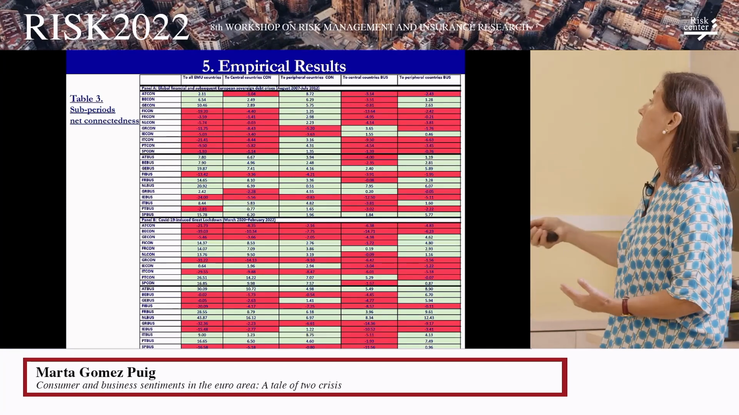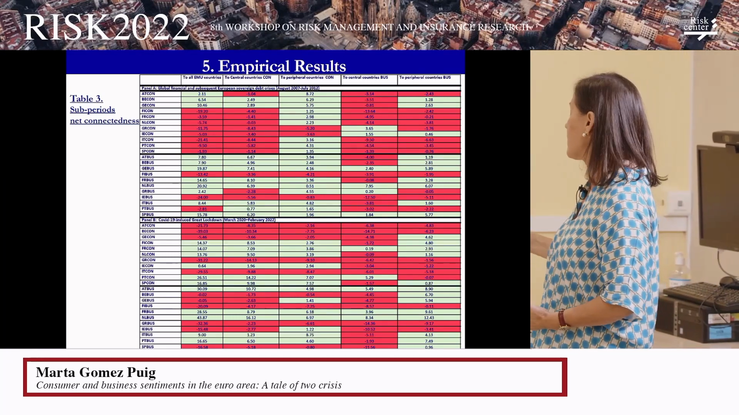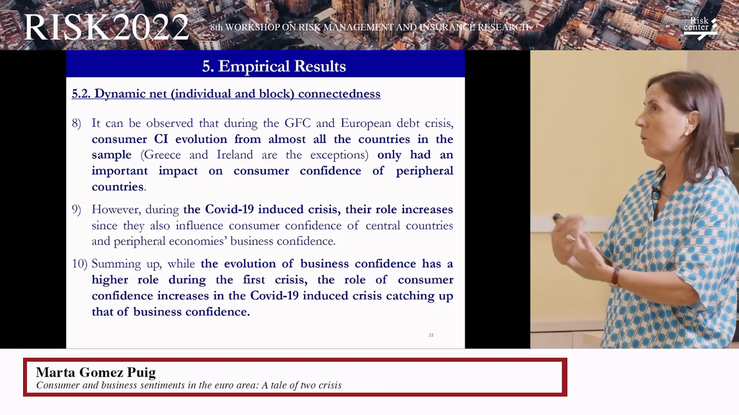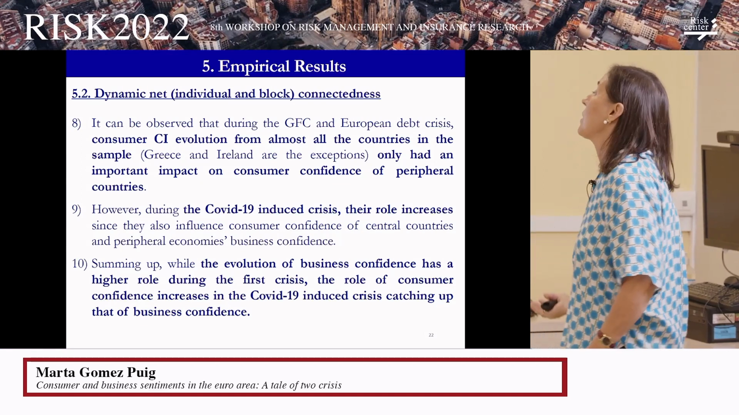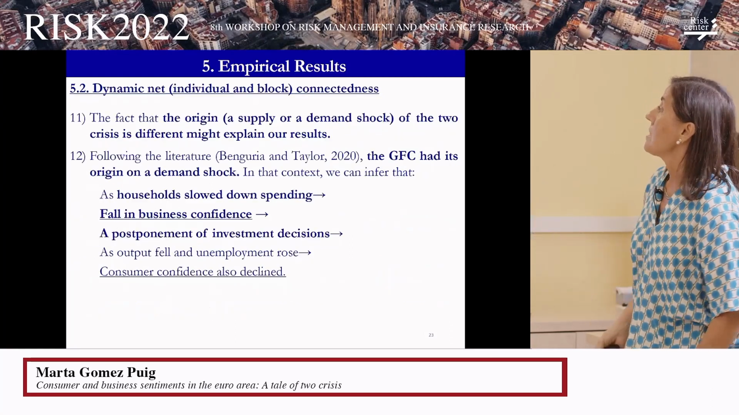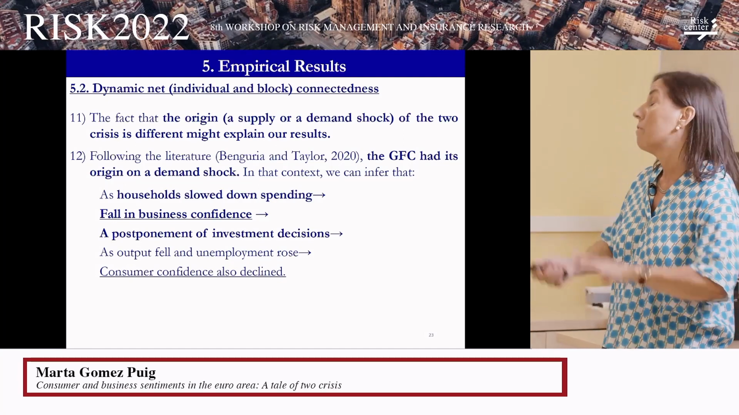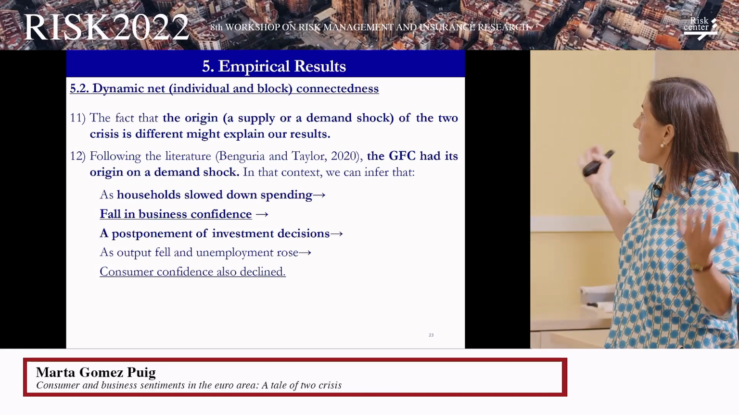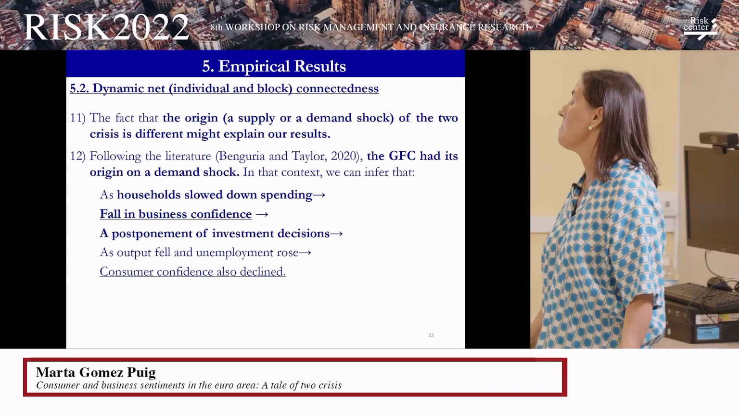Going to the role played by the business confidence indicators, we can observe that it's pretty similar in both crises. All in all, these results suggest that while the evolution of business confidence has a higher role compared to the role of consumer confidence during the first crisis, the role of consumer confidence increases in the COVID-19 crisis, catching up with that of business confidence. As I said before, the fact that the origin of the two crises is different might explain the results. And following the literature, see, for instance, Ben-Gurion and Taylor, 2020, the global financial crisis, such as the majority of financial crises, has its origin in a demand shock.